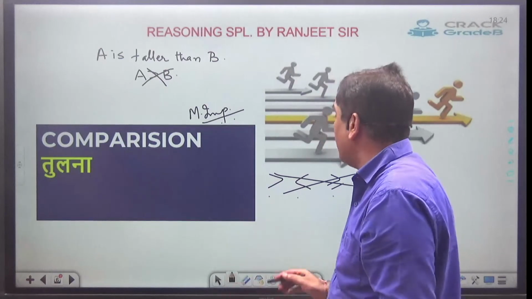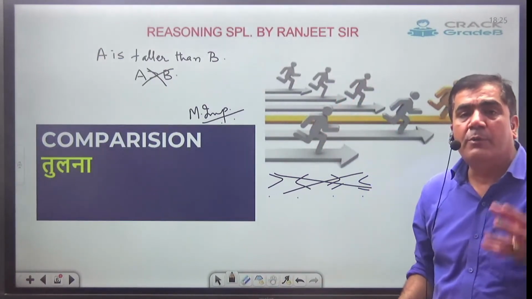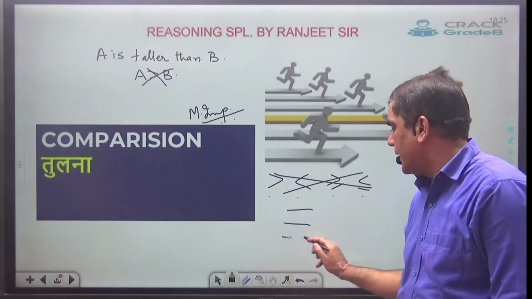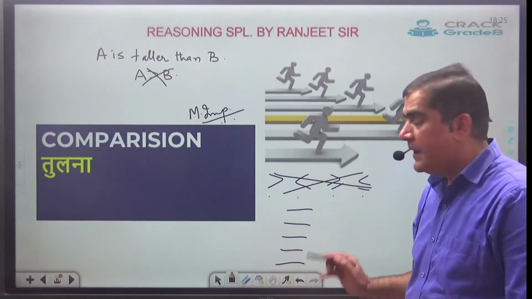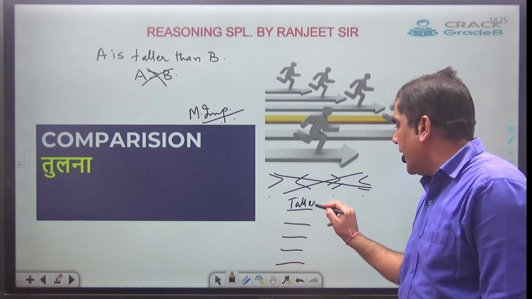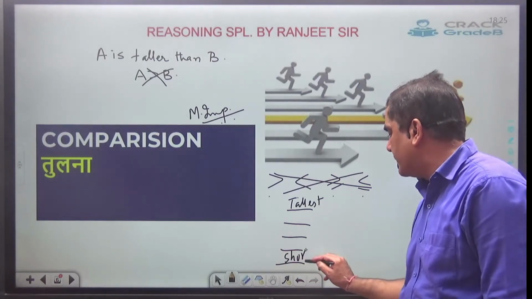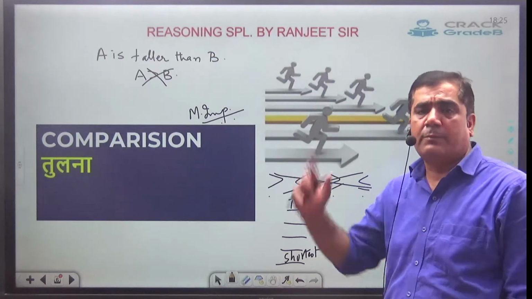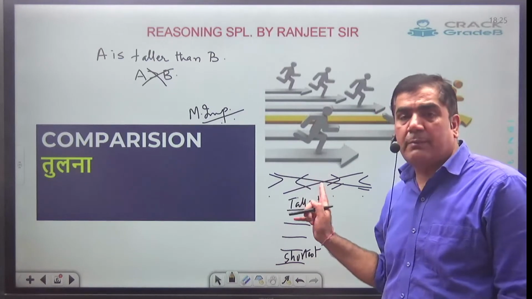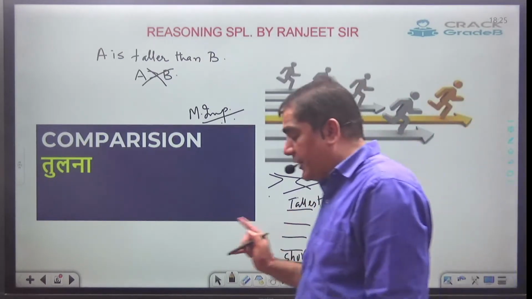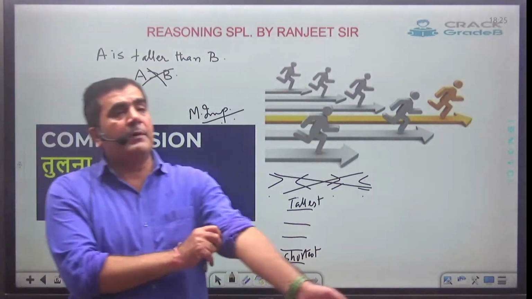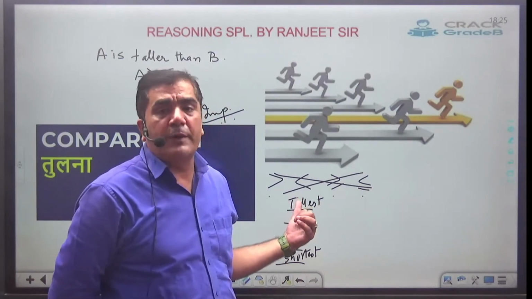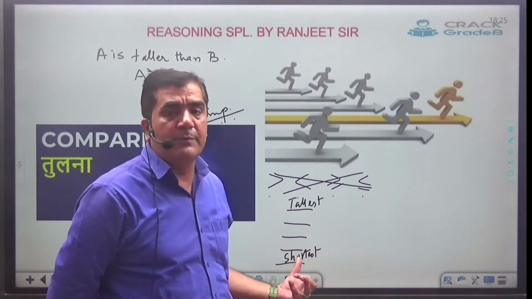See, whenever any problem based on comparison comes, you need to arrange them vertically. Means what? You should arrange like this: 1, 2, 3. Let's say we have got 5 persons. So arrange them like this. The tallest person will be at the top, and the shortest person will be at the bottom. You should always arrange them vertically. This is the best way to go for comparison problems. Clear? Don't use this symbol, because it will create problems in the exam. My suggestion is to arrange them vertically, with the tallest person at the top and the shortest person at the bottom.